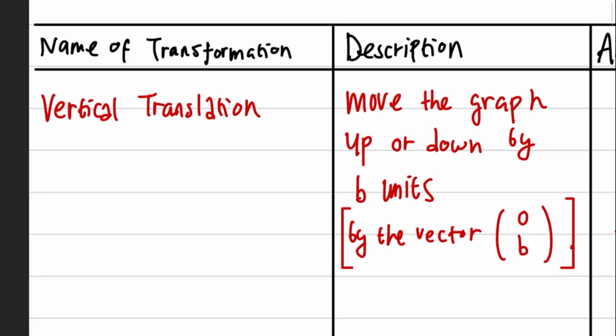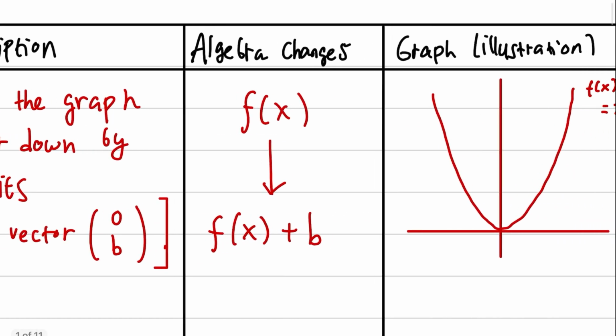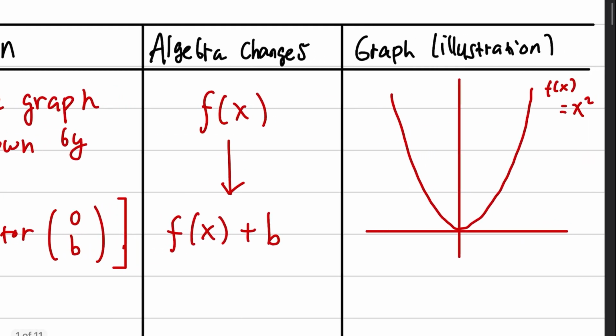The first one, we have vertical translation. Vertical means that we move the graph up or down, translations, by b units. Or we can say by the vector 0, b. Means that we move it up or down by b units, but we don't do horizontal translation at all. The algebra changes if we move the graph up or down.